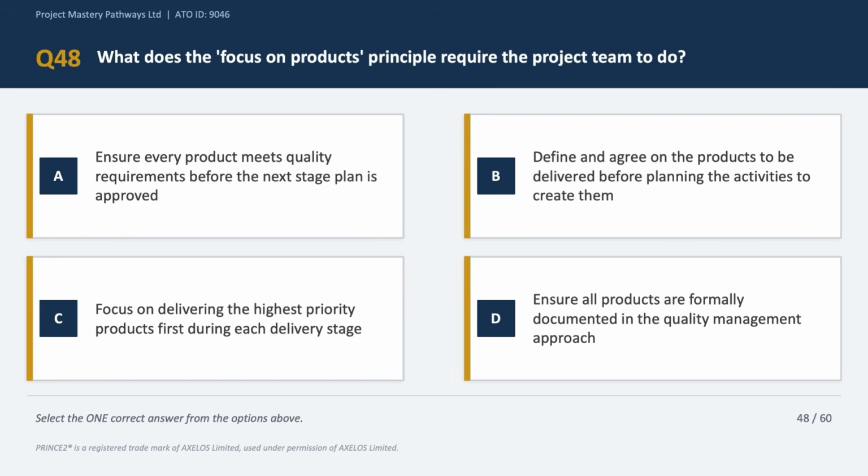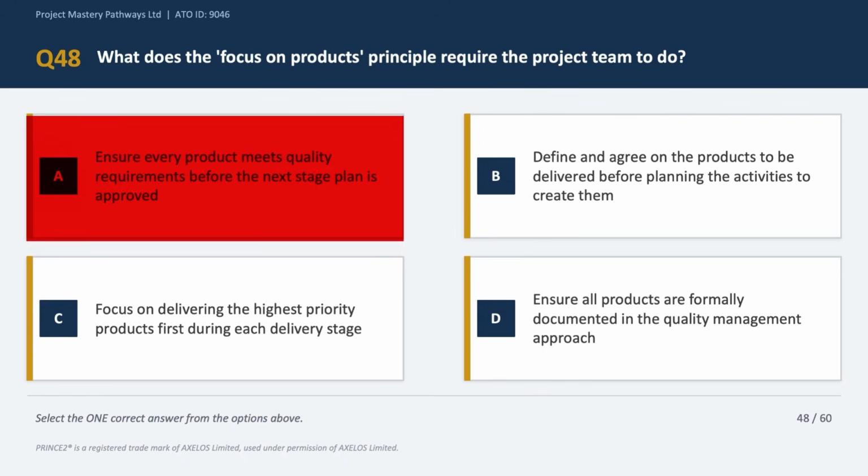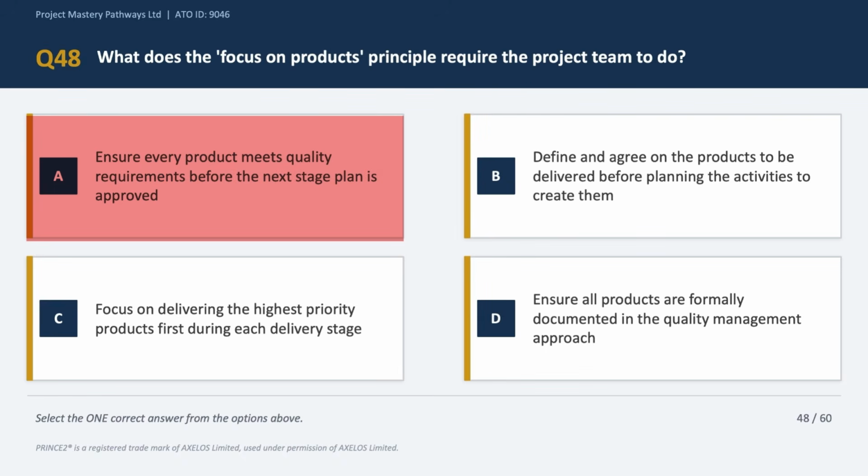So let's move on. Question number 48, and here we are on the focus on products principle. Now the question is testing the application of it, right? Not just recognition. So let's look at the options one by one. Option A says to ensure every product meets quality before the next stage plan is approved. Now this is about quality control, not specifically the focus on products principle, right? So option A is not the best fit. So it's an incorrect answer choice.